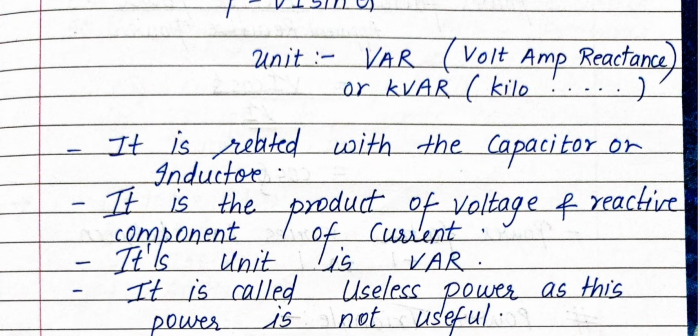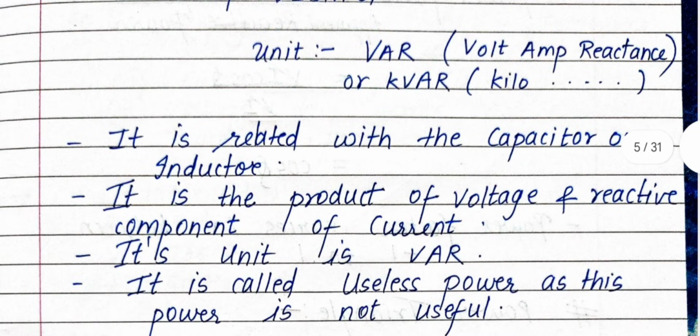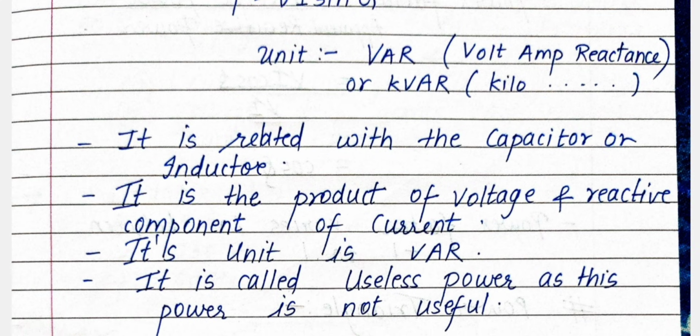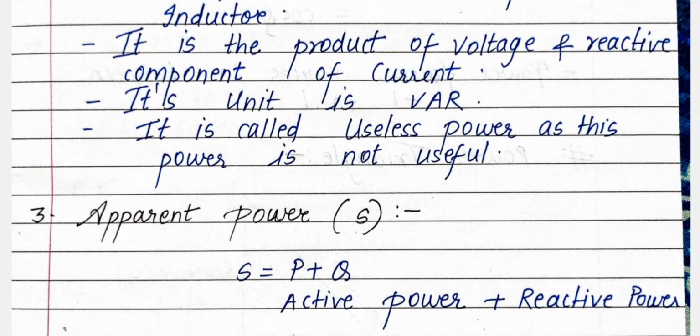Okay, then what is it? It is related with capacitor or inductor. Our active power was related with the resistor. Our reactive power is related with the capacitor or inductor. Then it is the product. See the formula. It is the product of voltage, and here you will use the word reactive component. In active power, how did we define it? We defined it as the product of voltage and active component of current. Here you have to define it as the product of voltage and reactive component of current. Okay, then its unit is VAR, volt ampere reactive, and it is called useless power as this power is not useful. Okay, so that was all for reactive power.